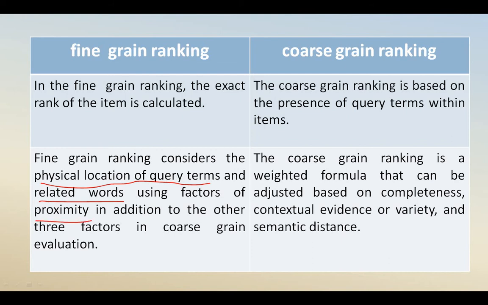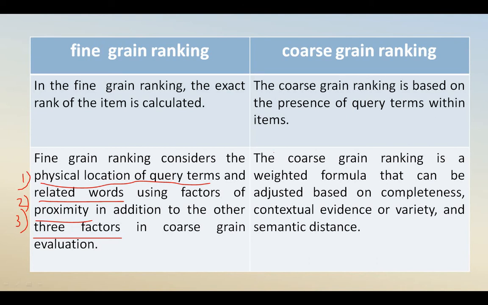Proximity is one kind of similarity measure, and the other three factors are those used in coarse grain ranking. So what are the factors used in coarse grain ranking? All these things we are now going to see. So what are the things considered in the fine grain ranking? Number one, the physical location of the query terms. Number two, the related terms. And number three, the proximity, and all other terms related to the three other factors.